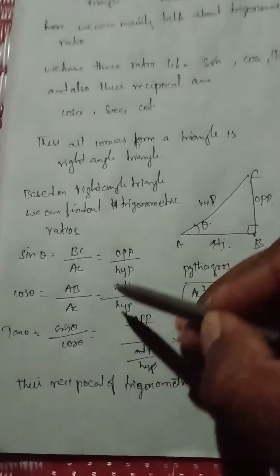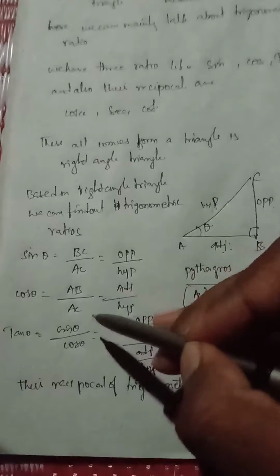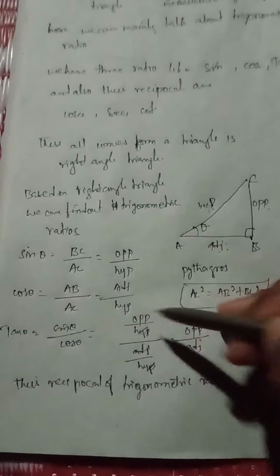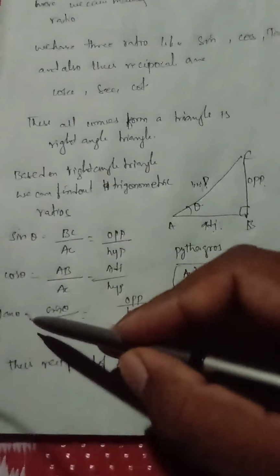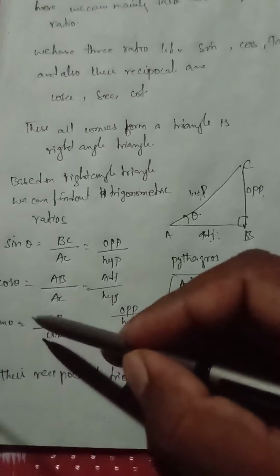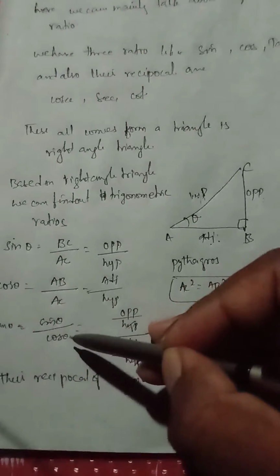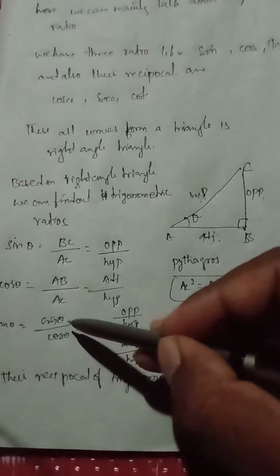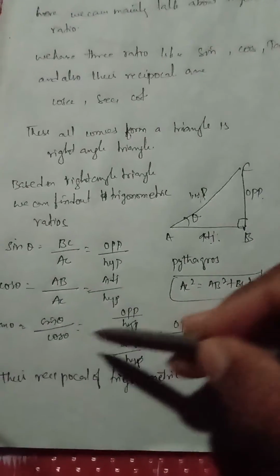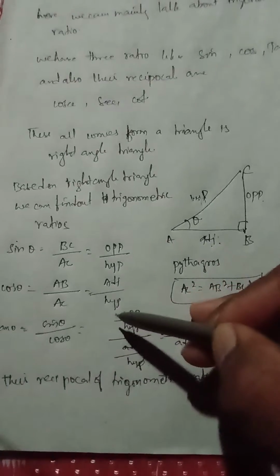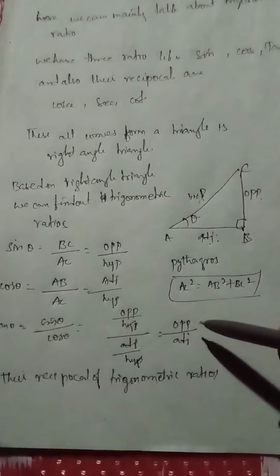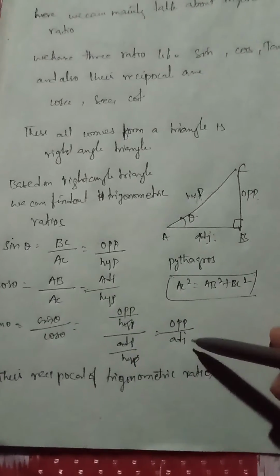Cos theta equals AB by AC. What is AB? The adjacent side. What is AC? The hypotenuse. Now let us go for tan theta. Tan theta equals, we know the tan theta formula, sin theta by cos theta. Now what is the sin theta formula? Opposite by hypotenuse. What is cos theta? Adjacent side by hypotenuse. Now the hypotenuse will be cancelled. What remains? Opposite side by adjacent side.